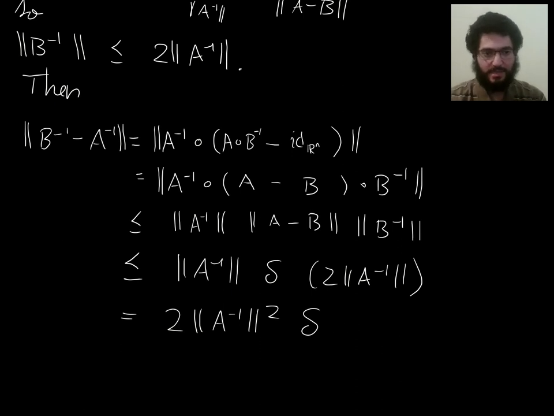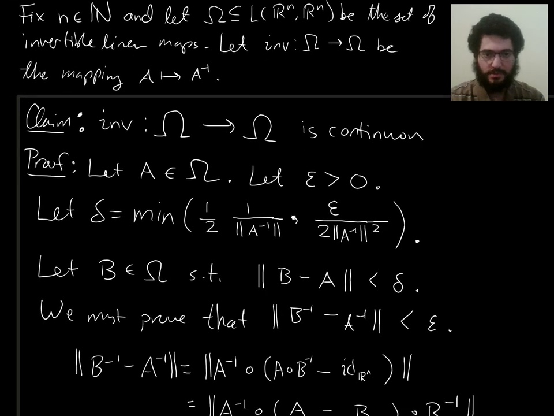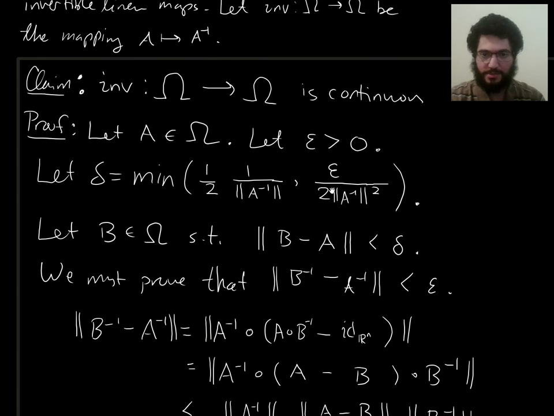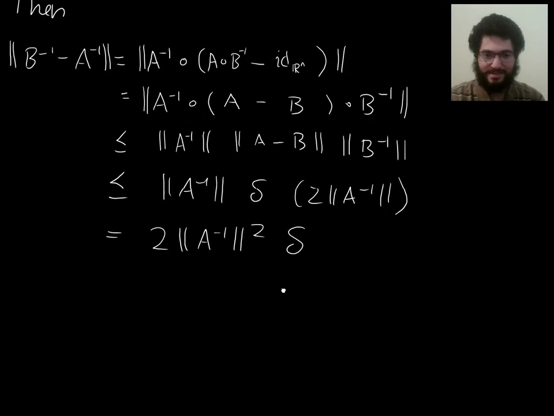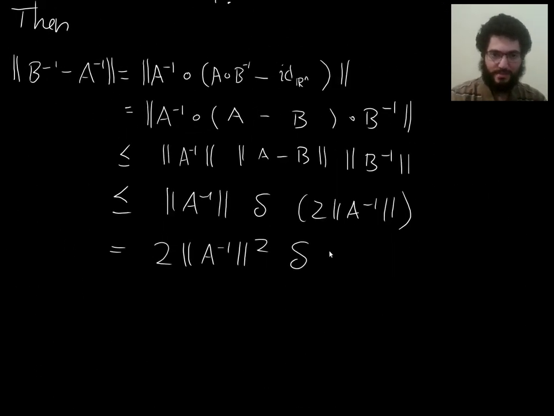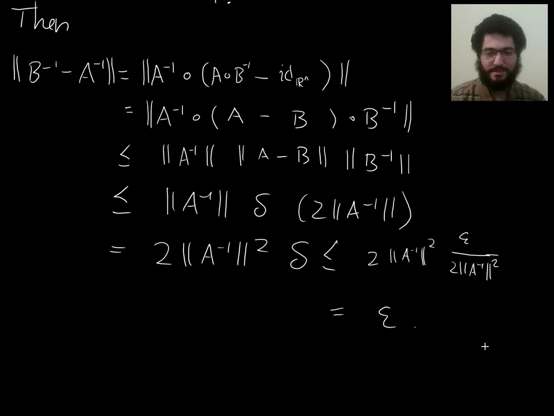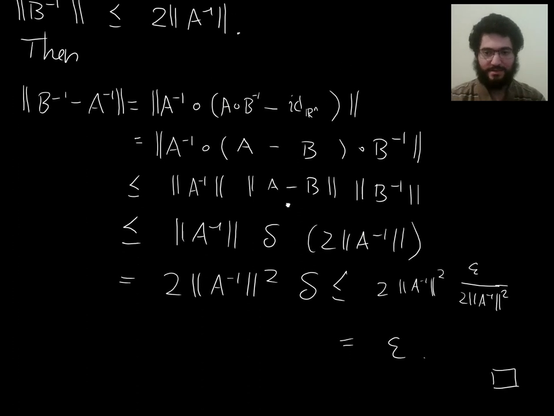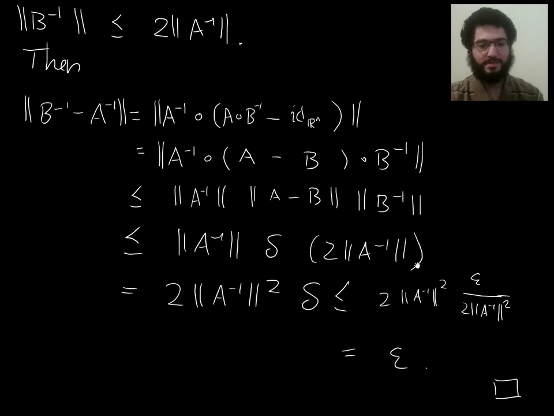Okay, and now you can see where my other choice of delta came from. If you go way back to where delta was chosen, epsilon over 2 norm A inverse squared. Delta is less than or equal to that. So this is less than or equal to this thing, which is epsilon. All right, so we have proven that inverting a linear map is a continuous operation.